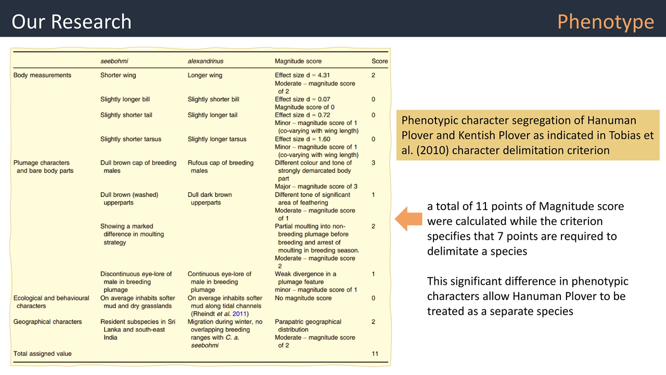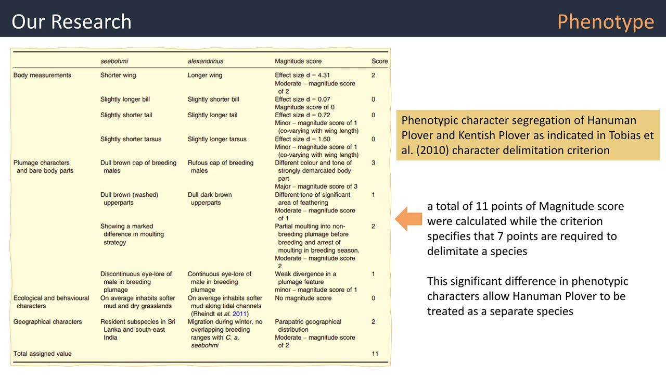And regarding all of these phenotypic characters, we used the Tobias criteria of character delimitation to evaluate the magnitude of difference. It needs seven points to delimit it as a species, and we calculated all 11 points of magnitude of difference from Cohen's d to justify the significance between the phenotypic characters.